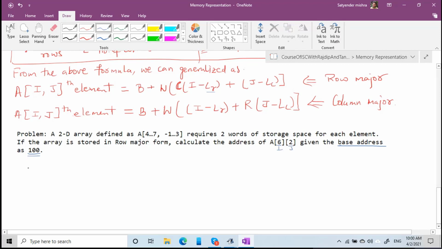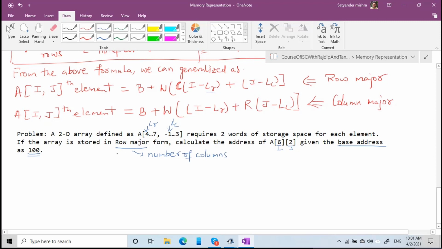So what we have to do here? We need to know the LR and LC here. So this is LR, right? This one is LC here, right? And this is row major, right? This is row major. So we have to calculate the number of columns, right? In row major, we need to calculate the number of columns.